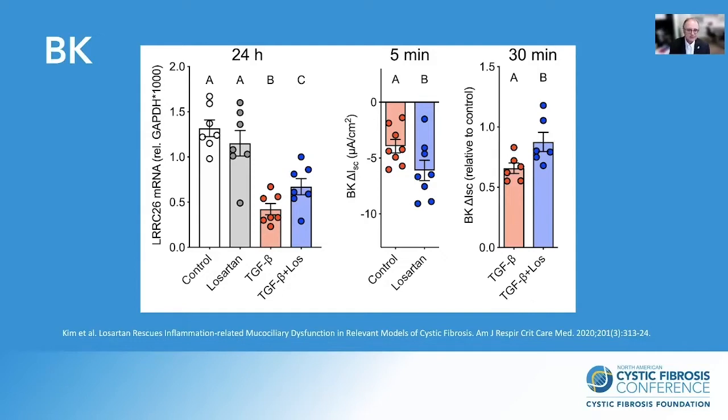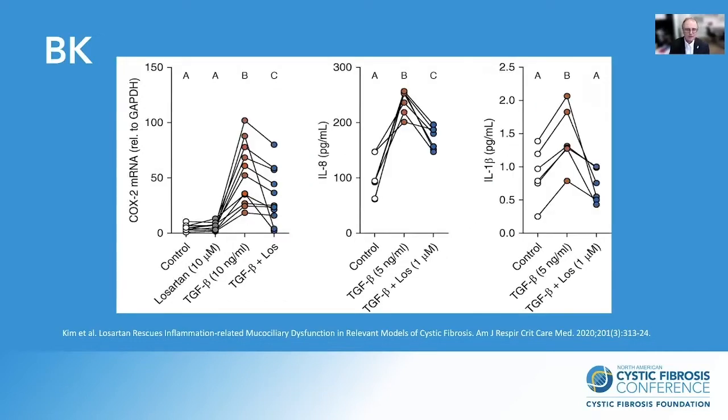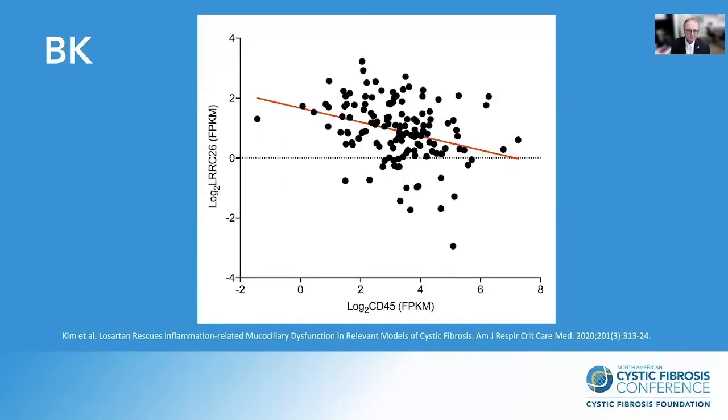So these are cells. Is this relevant in any animal model? Before I go there, I want to show you the inflammation caused by TGF-beta, COX-2, IL-8, and IL-1 beta, a very important cytokine in cystic fibrosis airway disease. Their increases through TGF-beta are all ameliorated by losartan.